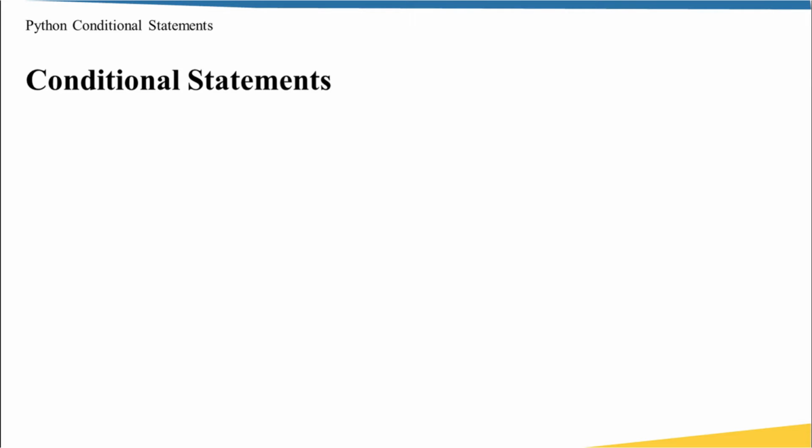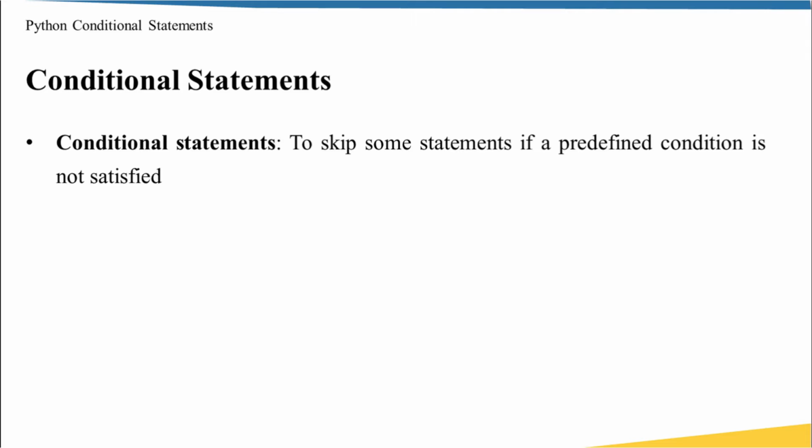We know that the default flow of program execution is from left to right, from top to bottom. But sometimes we want to skip some statements if a predefined condition is satisfied. In order to do that, we have to use conditional statements. So conditional statements are mainly used to skip some statements if a predefined condition is not satisfied. The main keyword in order to use conditional statements is if. If could come alone, or it could come with else, or it could come with elif and else, as we will see in the examples later on.